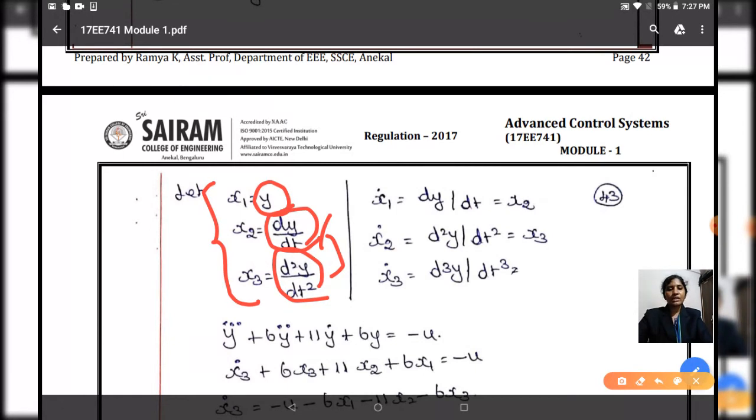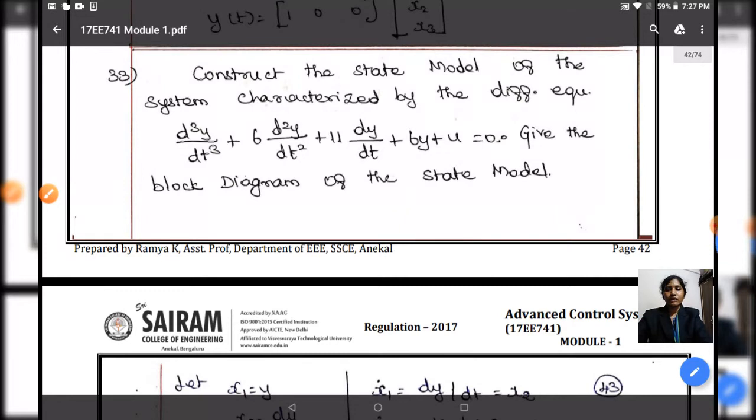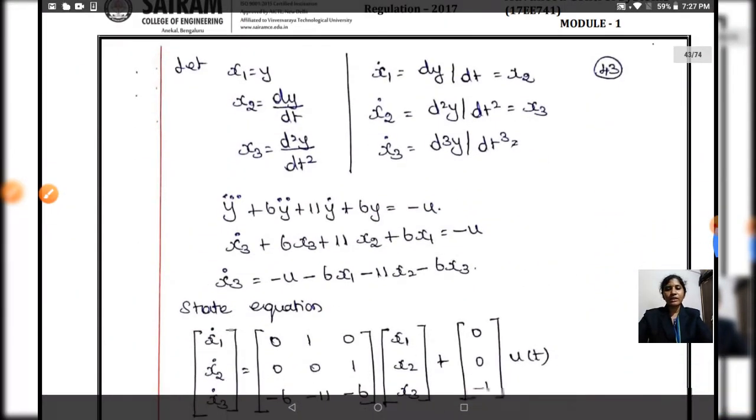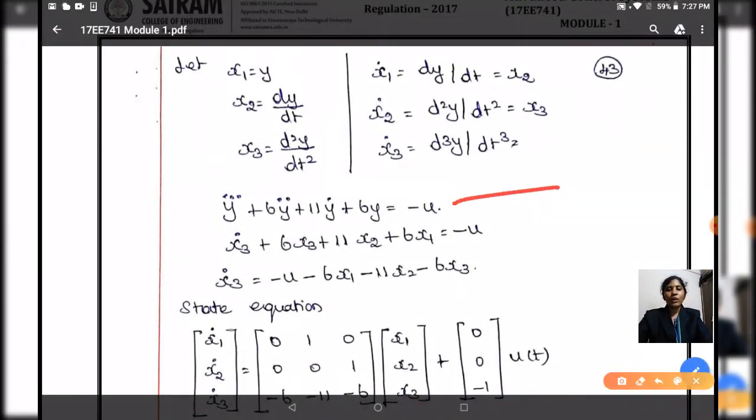Once the state variables are written, they have to be represented using first order differential equations. So we need to identify what is our x1 dot, what is our x2 dot and what is our x3 dot. Once it is identified, replace your physical variable with the state variable. So when you replace it, you will get y triple dot plus 6y double dot plus 11y dot plus 6y.